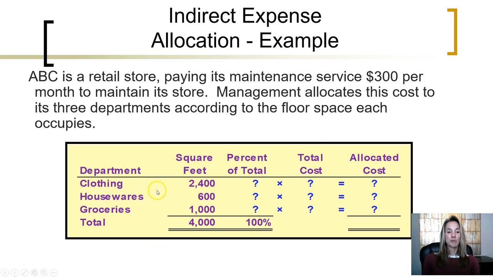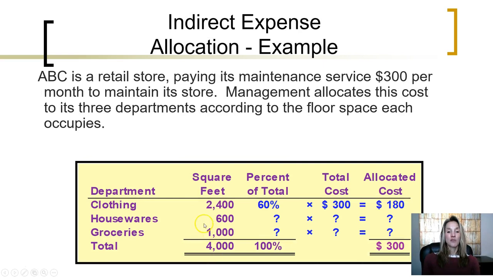So we are seeing three departments: clothing, houseware, and groceries, the amount of square feet that each consumes, and the total square footage of the store, 4,000 square feet. In order to allocate the $300 cost, we need to determine what percent each department consumes of the total square feet. For example, clothing: 2,400 square feet of the total 4,000 square feet are occupied by the clothing department. 2,400 divided by 4,000 is 60%.